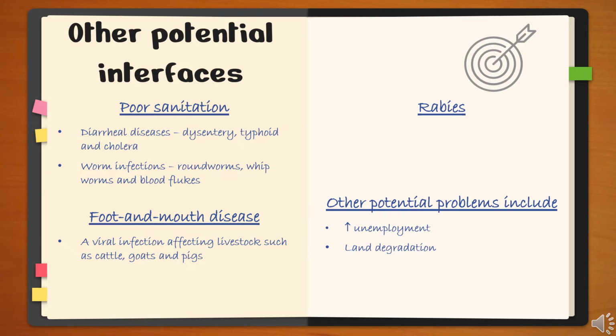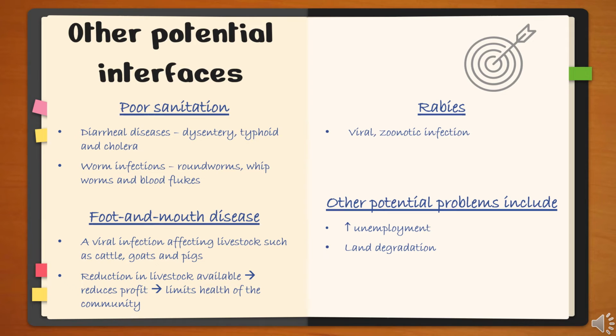Secondly, foot and mouth disease is a viral infection affecting livestock, such as cattle, goats, and pigs. The reduction in livestock available for sale reduces their profit and can limit the health of the community, especially if money is needed for medication. Lastly, rabies is a viral zoonotic infection transmitted to humans from the saliva of an infected animal in the form of a bite or scratch. This is a deadly disease and thus has a negative effect on the economy.